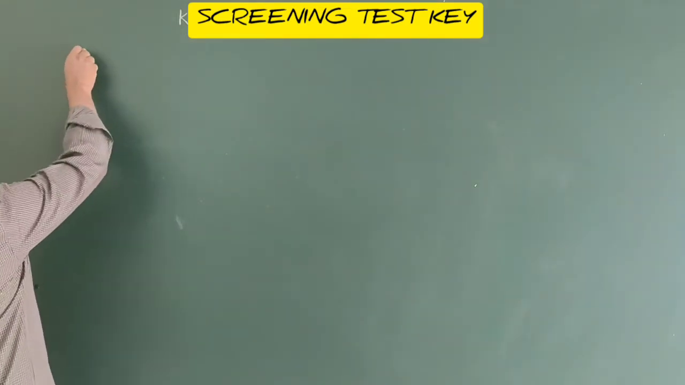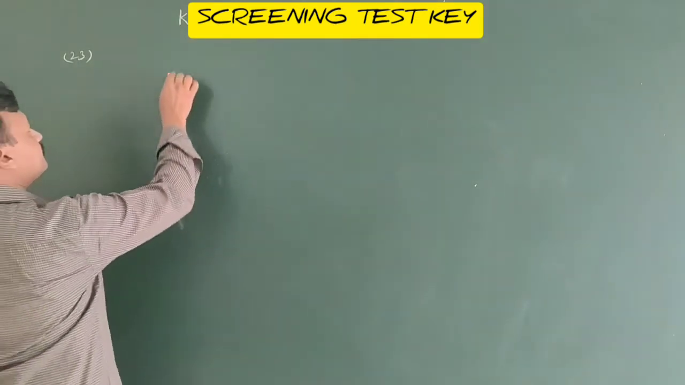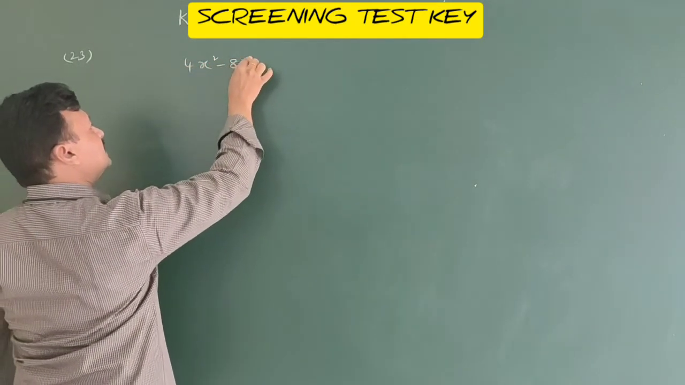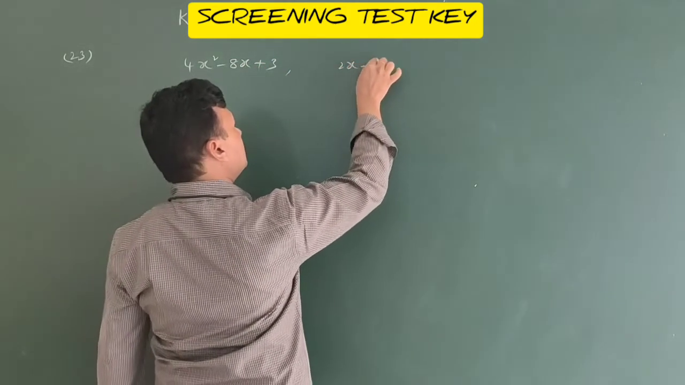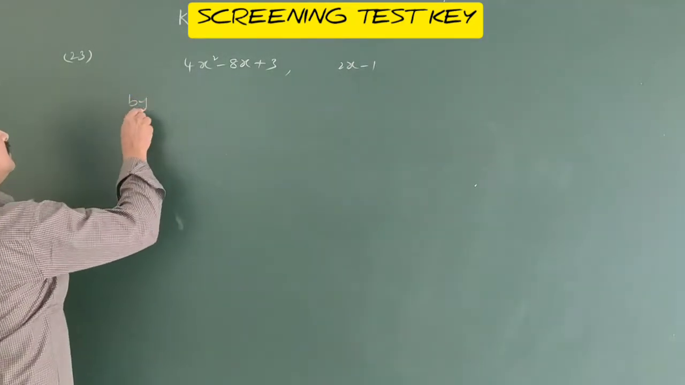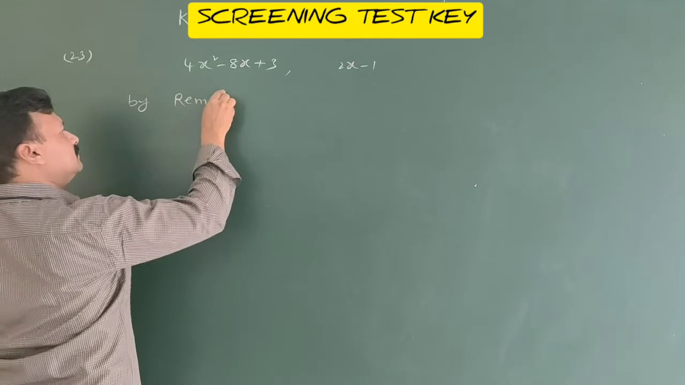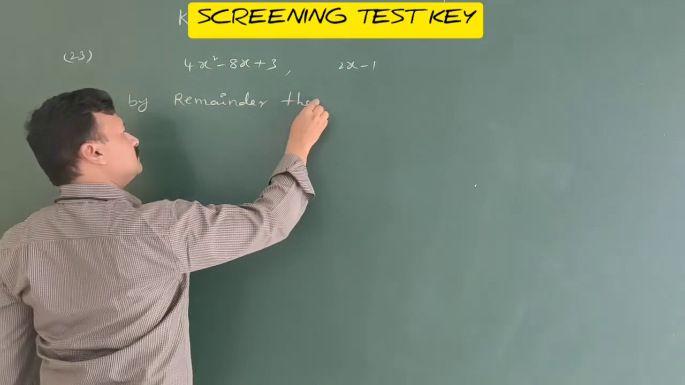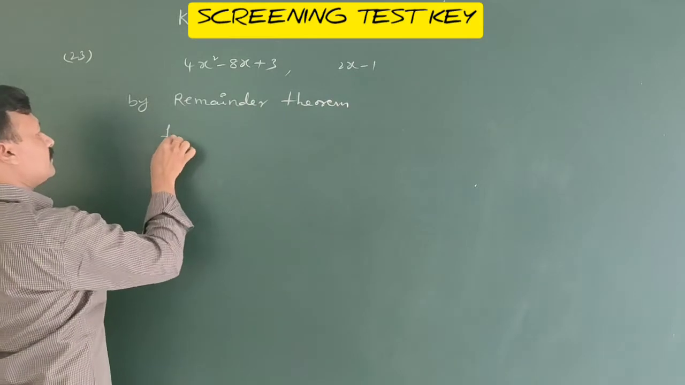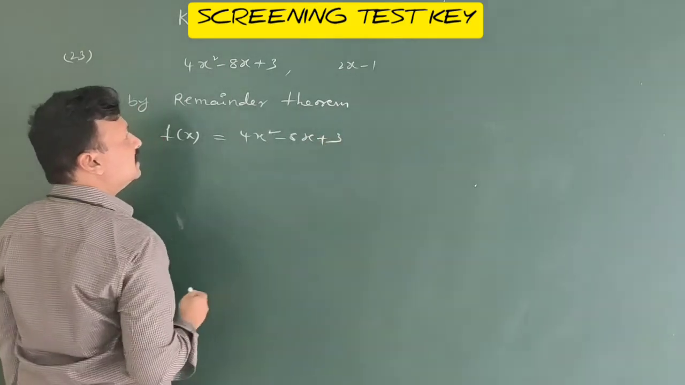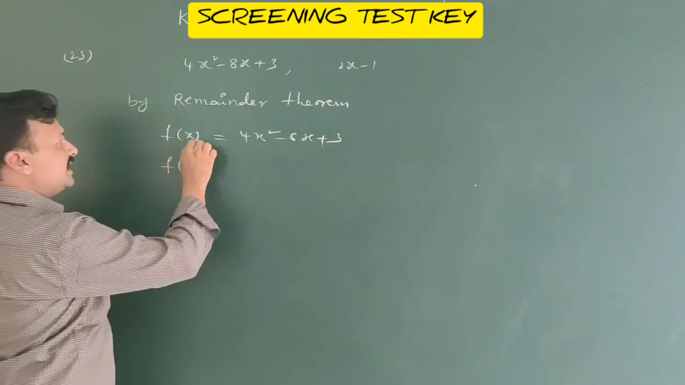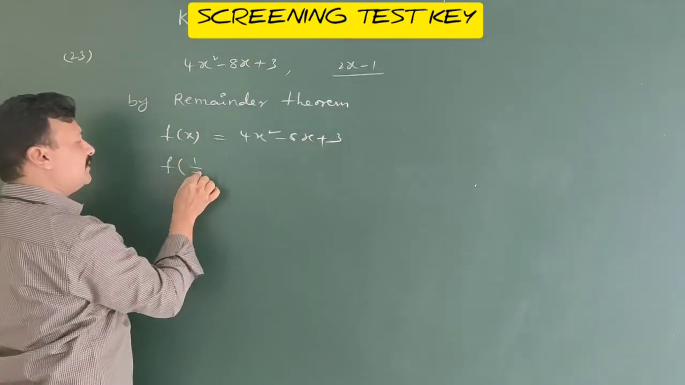23rd one. Find the remainder when 4x square minus 8x plus 3 is divided by 2x minus 1. Here, by the remainder theorem, let f of x equal 4x square minus 8x plus 3. If f of x is divided by 2x minus 1, the remainder is f of 1 by 2.